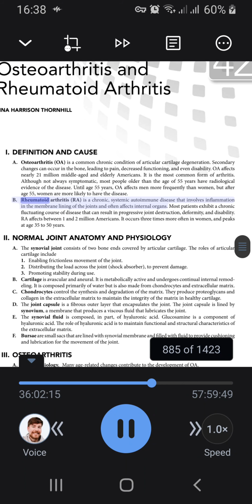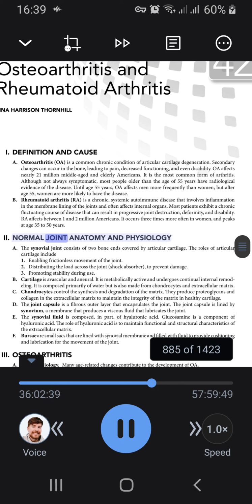B. Rheumatoid arthritis. RA is a chronic, systemic autoimmune disease that involves inflammation in the membrane lining of the joints and often affects internal organs. Most patients exhibit a chronic fluctuating course of disease that can result in progressive joint destruction, deformity, and disability. RA affects between 1 and 2 million Americans. It occurs 3 times more often in women and peaks at age 35 to 50 years.